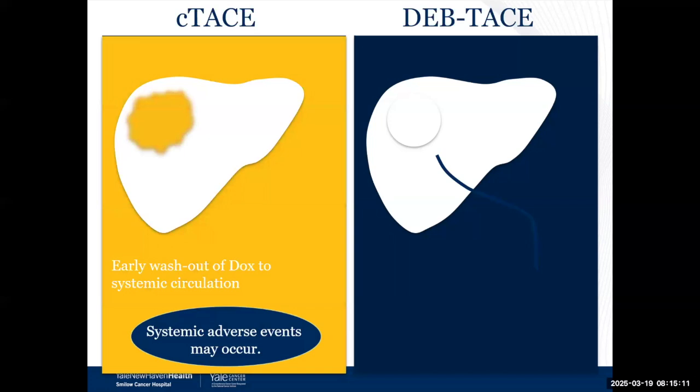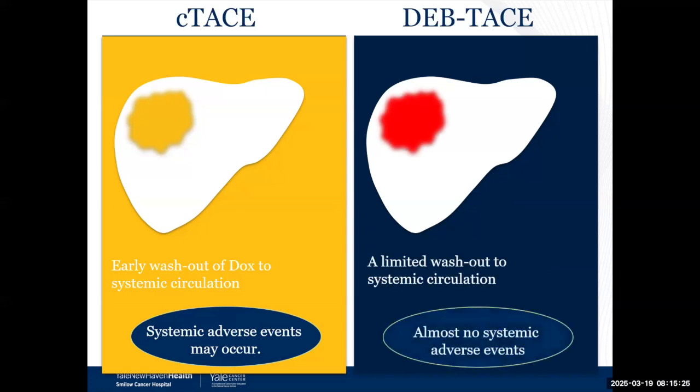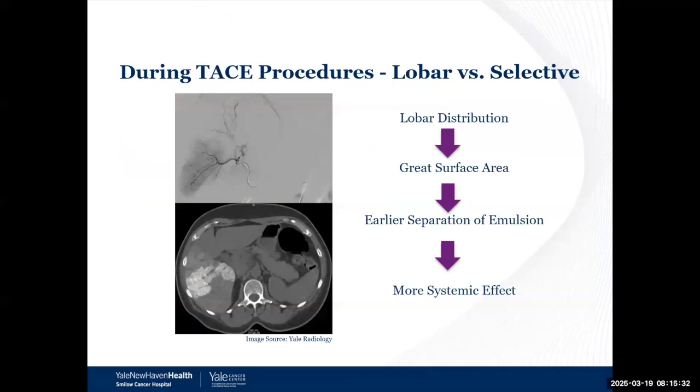In drug-eluting beads, the idea is that you keep it all confined locally and slowly elute the chemotherapeutic agent over a sustained period, about 24 hours, into the tumor, but you don't spill it into the system. The limited washout to systemic circulation was meant to produce almost no systemic adverse events. That was true in theory, but for patients treated in a lobar distribution with a great surface area, it leads to early separation of the emulsion, just like the sauce in a salad bowl, and so most of the systemic effect.